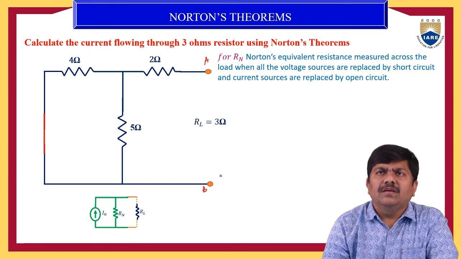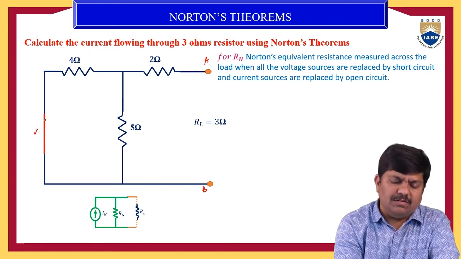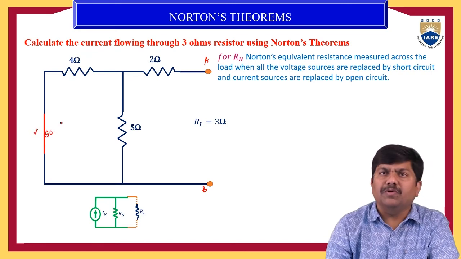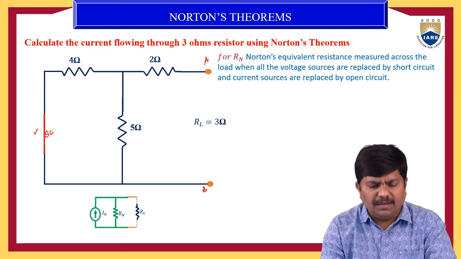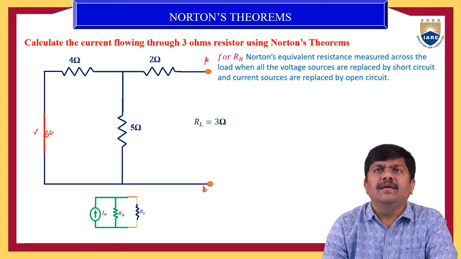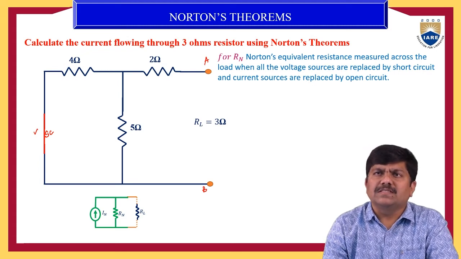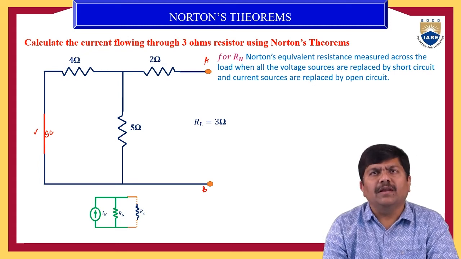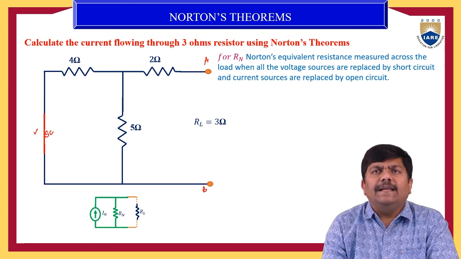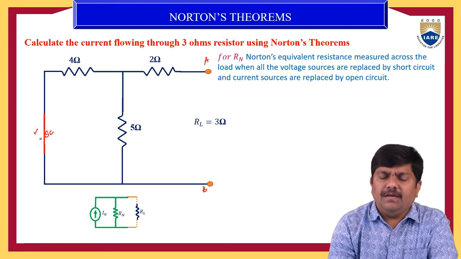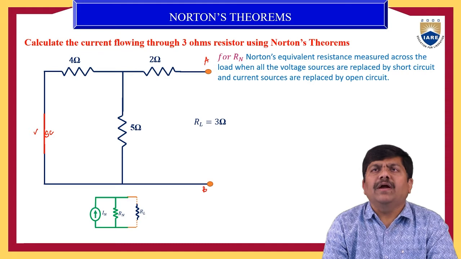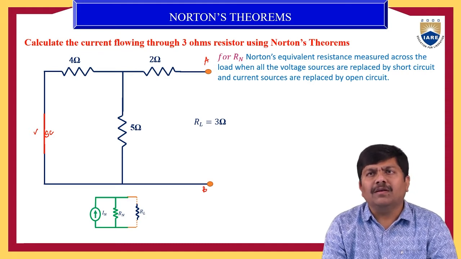At the same time, short circuit the voltage source. The remaining network we have not disturbed: the 4 ohm resistance is as it is, the 2 ohm resistance is there, and the 5 ohm resistance is there. Only two modifications have been done here: short circuiting the voltage source, keeping its internal resistance, shown in red color, and earmarking the load resistance, which is the 3 ohm.